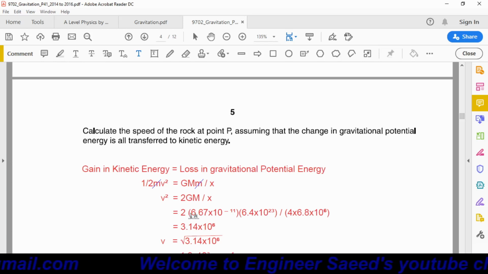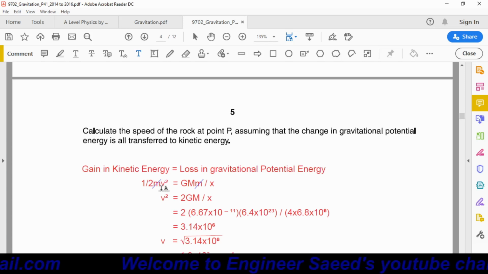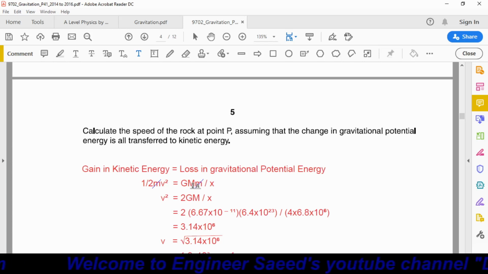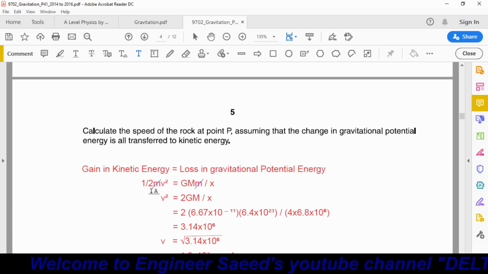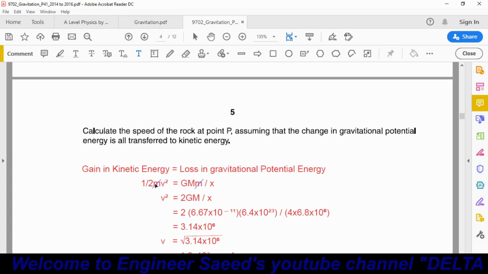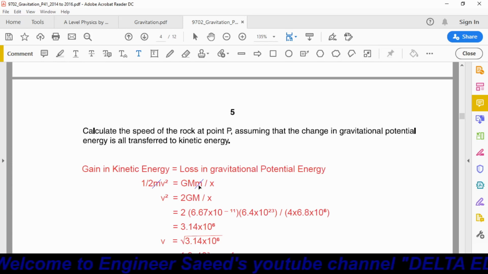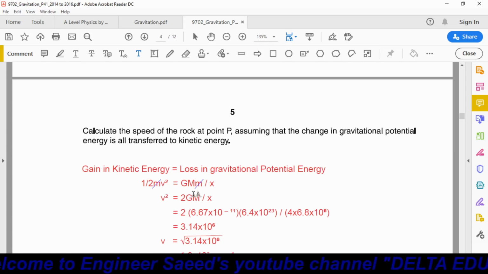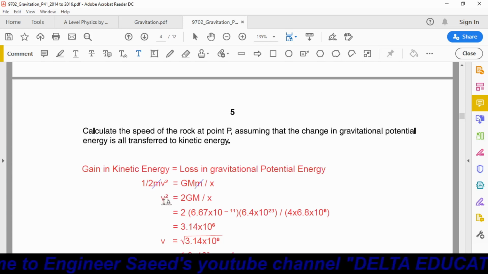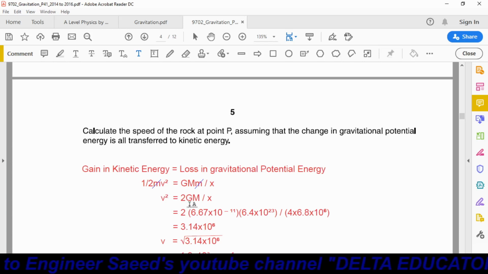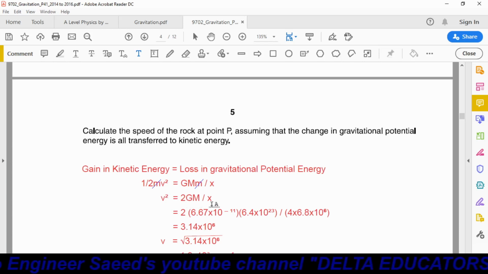Here small m is the mass of the object that is moving towards the planet, and capital M is the mass of the planet. Now, this small m will be cancelled out, and we will get the equation v square is equal to 2 capital G capital M over x.